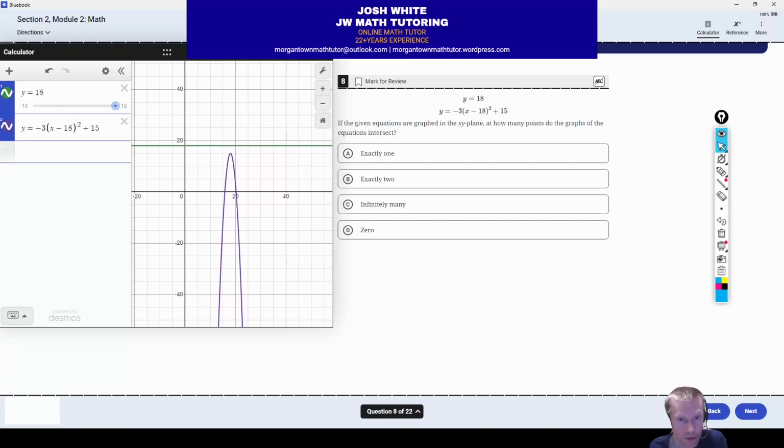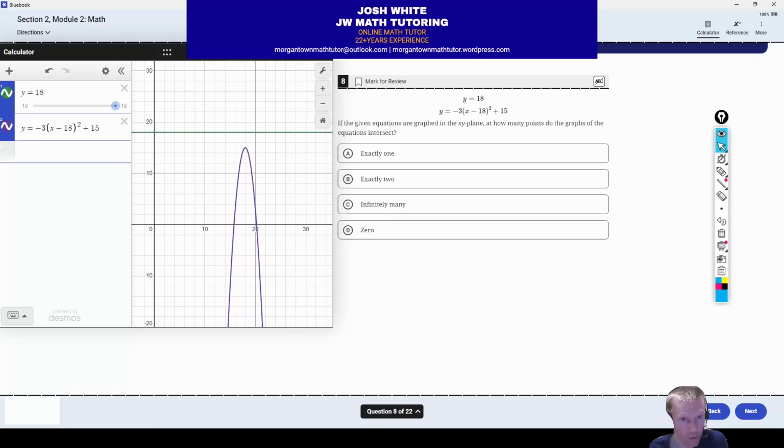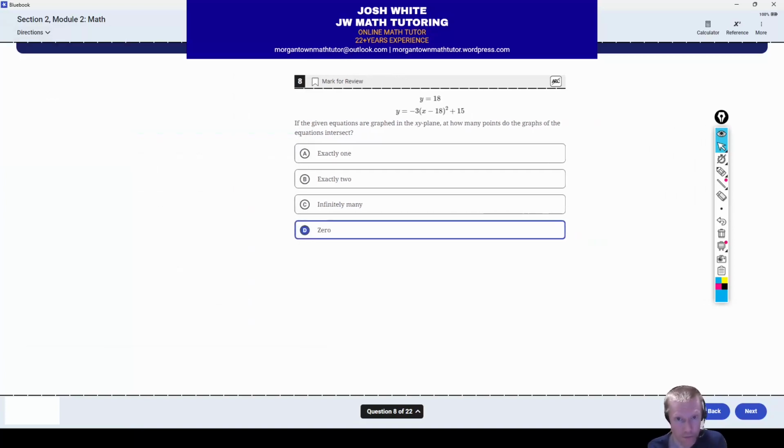Okay, at how many points do these equations intersect? Well, the answer is 0, obviously. You can see that the horizontal line, y equals 18, is basically too high. The vertex for this parabola has a y value of 15, so therefore the 18 is going to be above that. They will never intersect. The correct answer for this is 0.